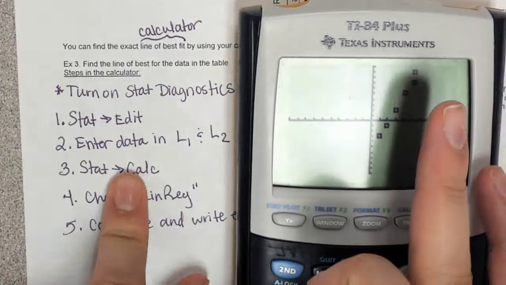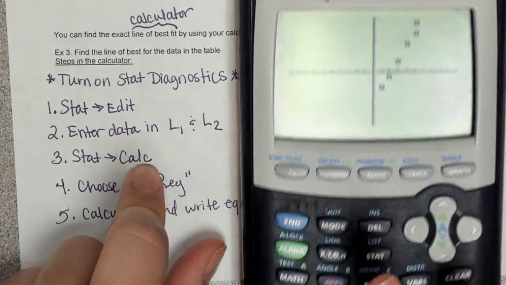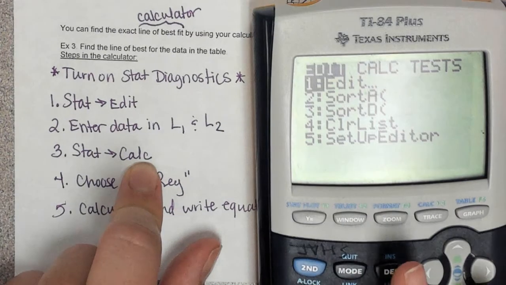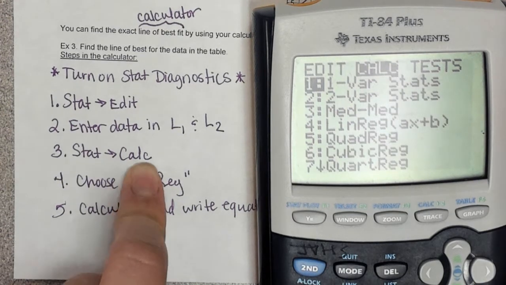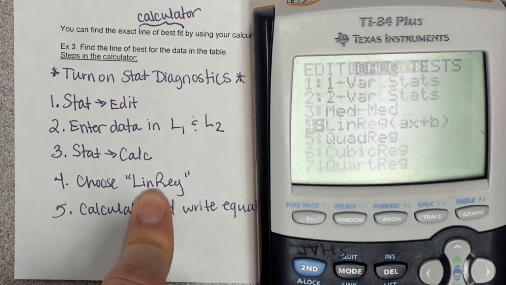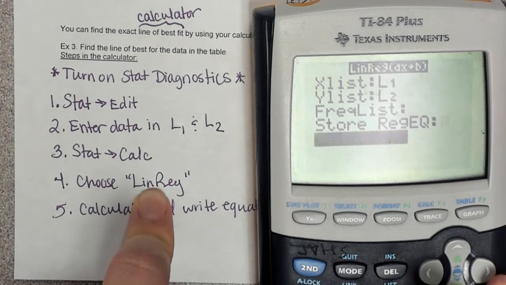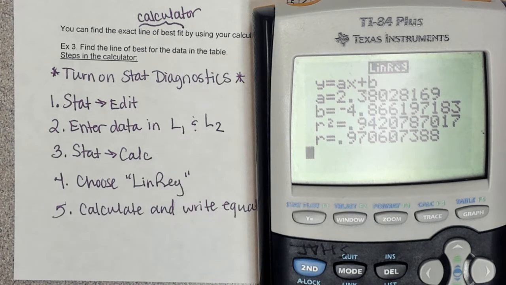So we're going to pick back up in our steps. So we want to go to Stat, Calc. So hit the Stat key again, which is right here. Stat. This time we're going to go over to Calc. And we want to choose number 4, LinReg. Okay? And then you're going to go all the way down to calculate and hit enter. And it gives you a whole lot of information.